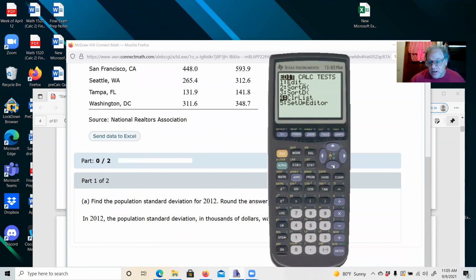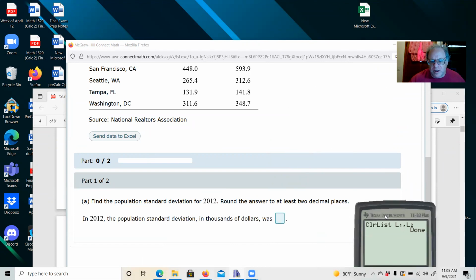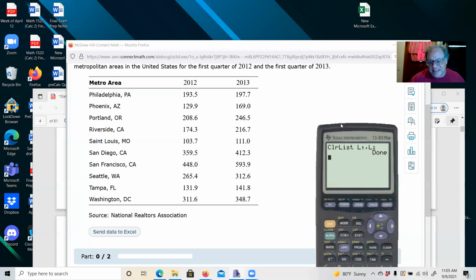I'm going to hit clear list. So I'm going to clear list 1, and I did some stuff before so I also want to clear list 2. You don't have to. It's only going to deal with list 1 and list 2, but I just wanted to start with a blank screen. So find the population standard deviation for 2012. They have a part 1 and a part 2. You want to bet they're going to ask us to find the population standard deviation for 2013? I would bet that they will.